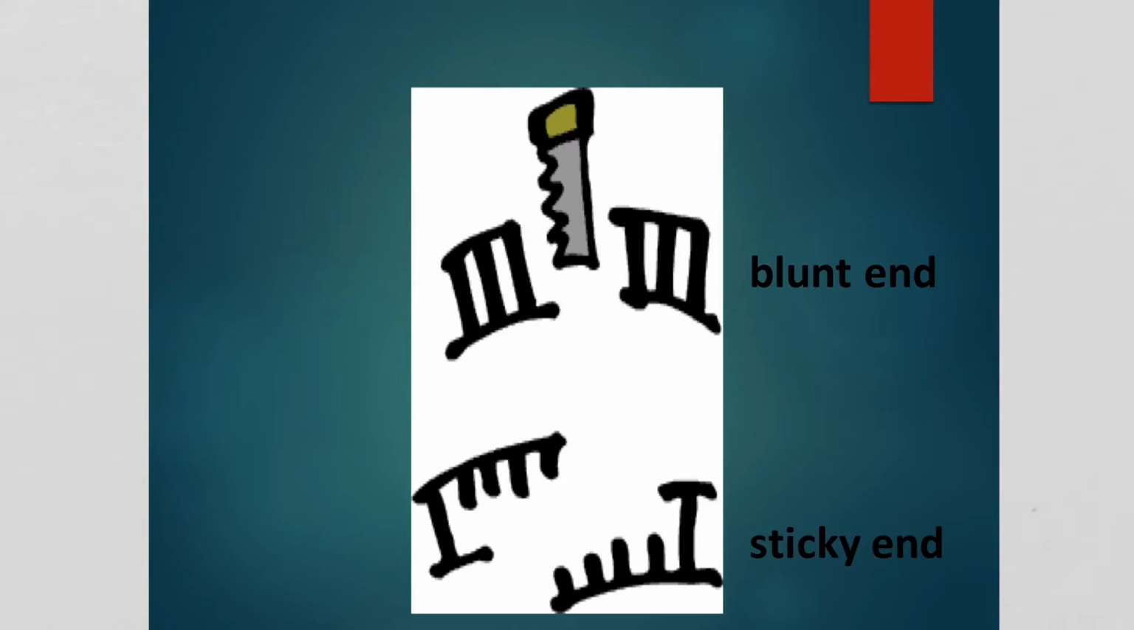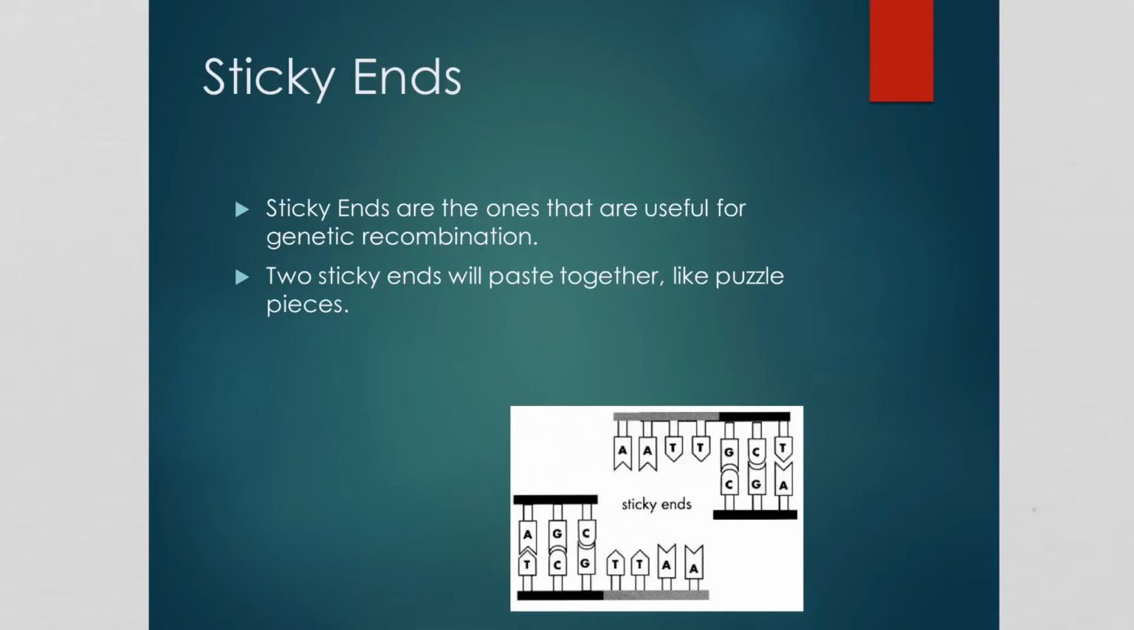We call this a sticky end. You can see the 2 examples here. A blunt end is when the DNA gets cut straight through. A sticky end is when the DNA gets cut in a zigzag shape. And this is the one that's important because a sticky end can stick back together. So they're the ones that are useful for genetic engineering or genetic recombination because those sticky ends will paste back together. They fit like puzzle pieces.